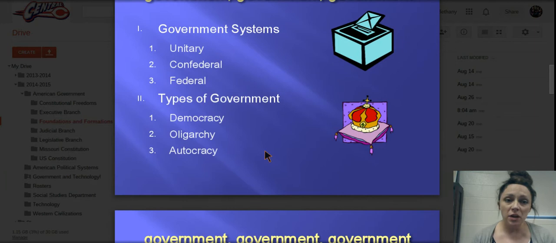So, pause me if you need to here, go back, make sure you have the three types of government, the three systems of government, and then move on.